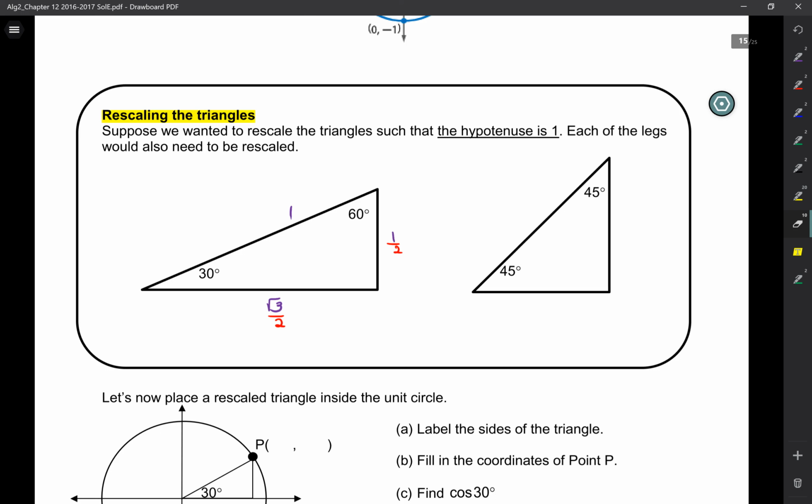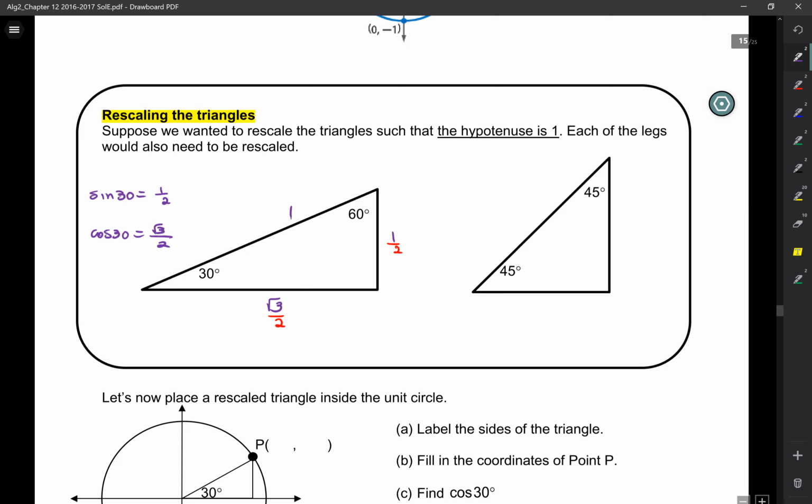So let me ask you this. Suppose you wanted to find in this triangle the sine of 30. It would be the opposite leg over the hypotenuse, right? That's how we would do it previously. Well, if I do that, it would be 1/2 over 1, which is how much? 1/2, right? Now, what would the cosine be? This over 1, right? So the sine of it would equal 1/2, and the cosine of it would equal √3/2.